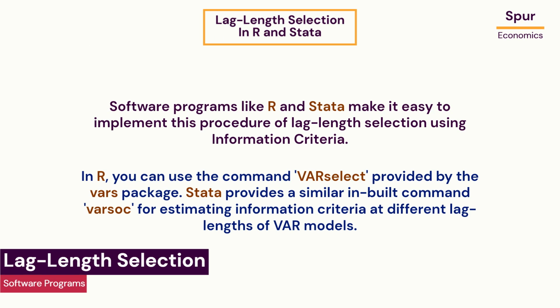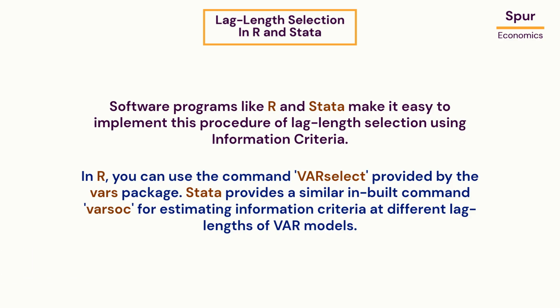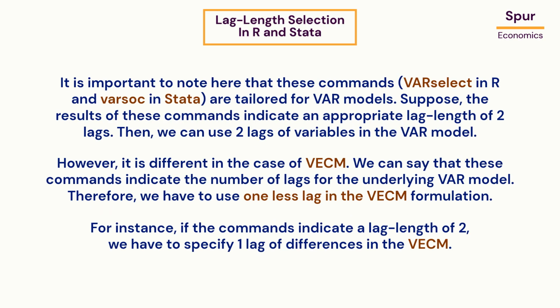Software programs like R and Stata make it easy to implement this procedure of lag length selection using information criteria. In R, you can use the command VARselect provided by the vars package. Stata provides a similar inbuilt command varsoc for estimating information criteria at different lag lengths of VAR models. It is important to note here that these commands are tailored for VAR models. Suppose the results of these commands indicate an appropriate lag length of 2 lags. Then, we can use 2 lags of variables in the VAR model.